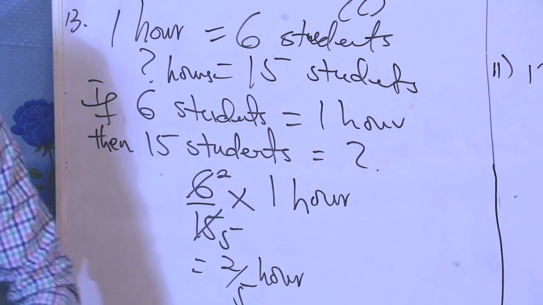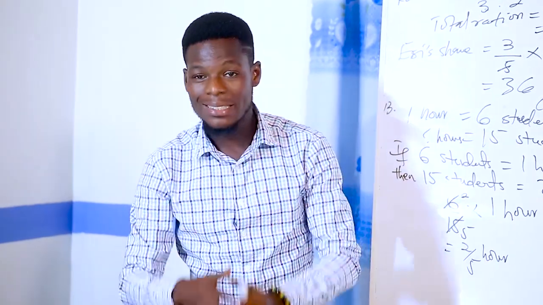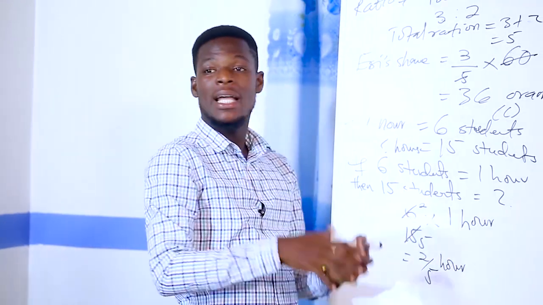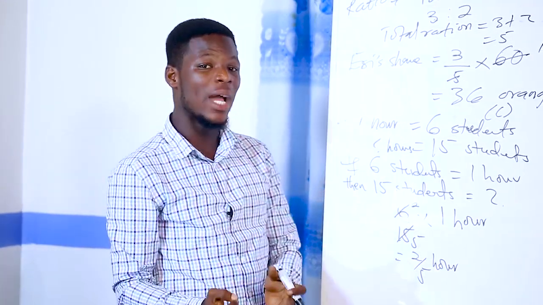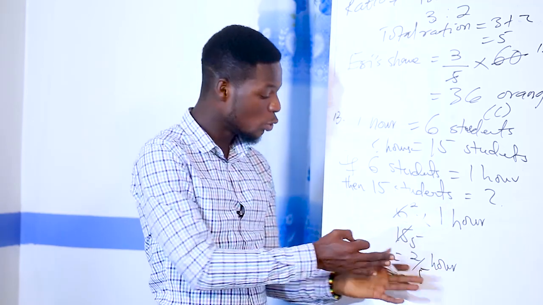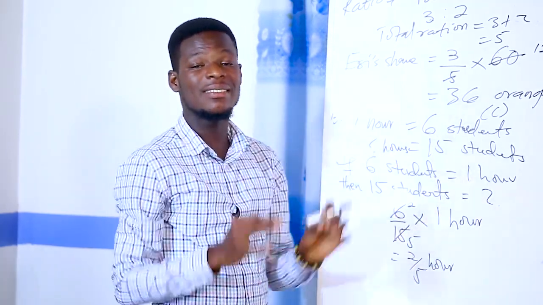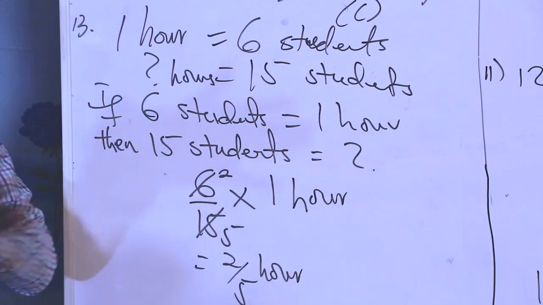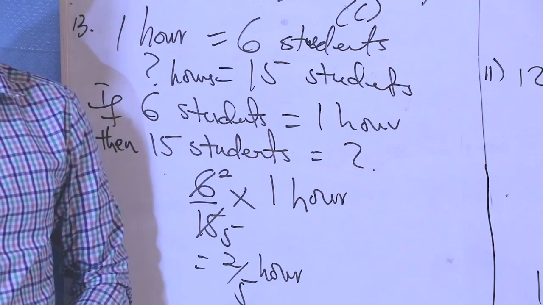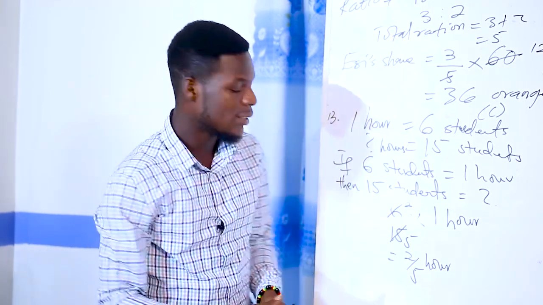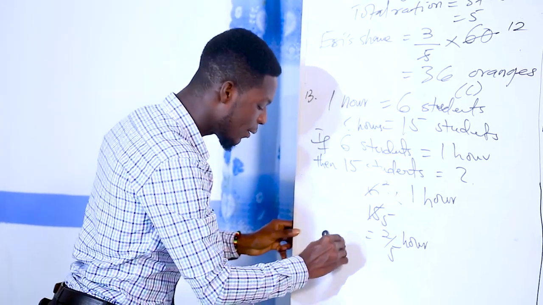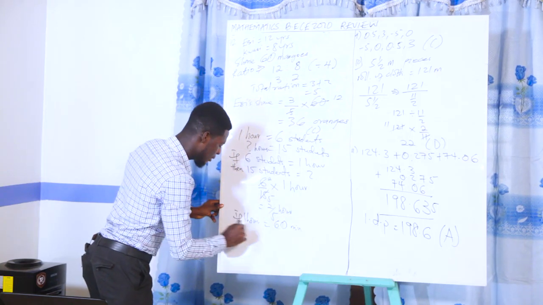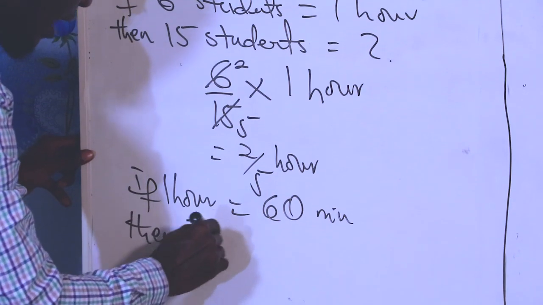Let's look at our possible answers if we are given. The possible answers have minutes and hours. But 2 over 5 hour is very small, which means that it will enter into minutes. You get it? You convert because 1 hour is 60 minutes. So we can convert 2 over 5 hour into minutes because the possible answers give us the options in minutes. So if 1 hour is equal to 60 minutes, then 2 over 5 hour.